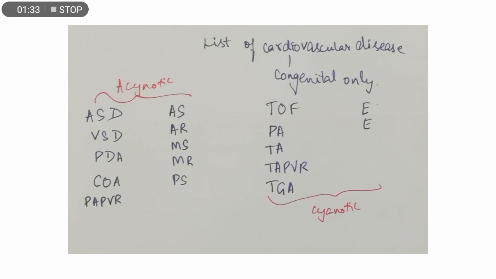And the cyanotic heart diseases are right here. They can be remembered this way. ET. E stands for Eisenmenger syndrome and Ebstein's anomaly, and T is TAF, TAPVR, TA, and TGA. That's how I remember it. TAF is tetralogy of Fallot, pulmonary atresia, tricuspid atresia, total anomalous pulmonary venous return, and TGA is transposition of the great arteries. So all these can be remembered that way.